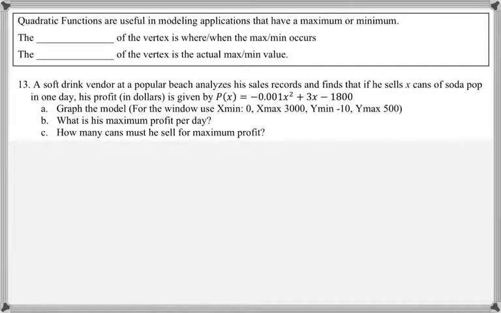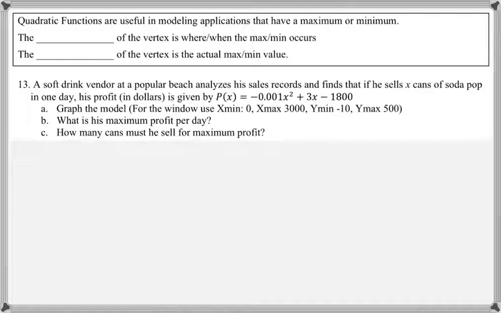One of the main applications of quadratic functions is to model applications that have a maximum or a minimum. We really can do this because of the shape of the quadratic function, which is a parabola. So it has a vertex, which is either the highest point, which would model a maximum, or the lowest point, which would model a minimum. So we're going to be looking at some questions which ask for what is the maximum profit, and some questions that ask what is the minimum cost.